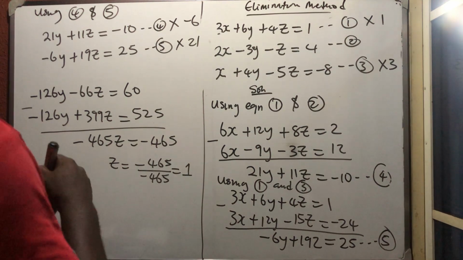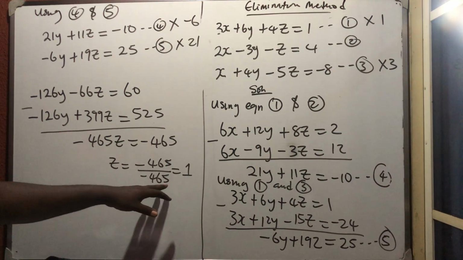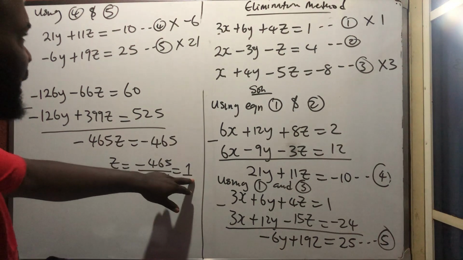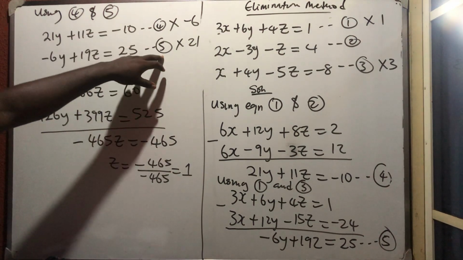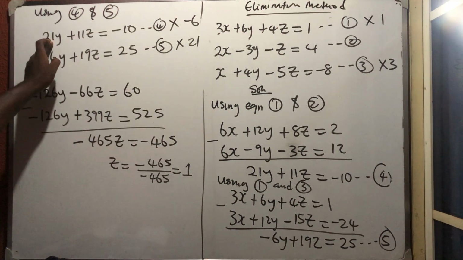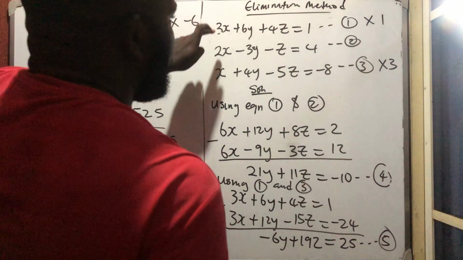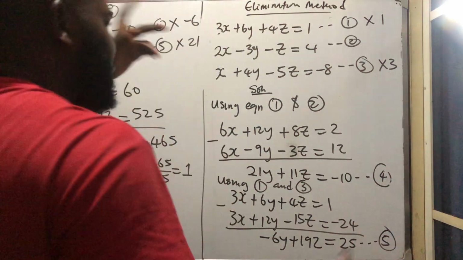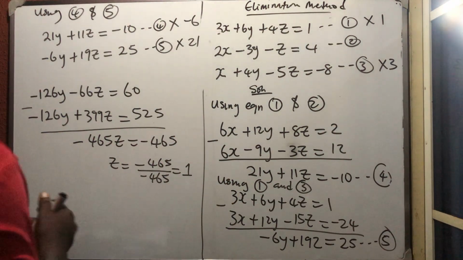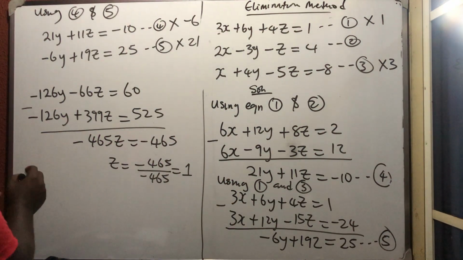Now since you have gotten that z is 1, okay, now substitute z in either equation 4 or 5 to get your y. Once you get your y, carry both of them and substitute in either equation 1, 2 or 3 to get your x. You are done. Okay, so the next thing I need to do is to what? To substitute.